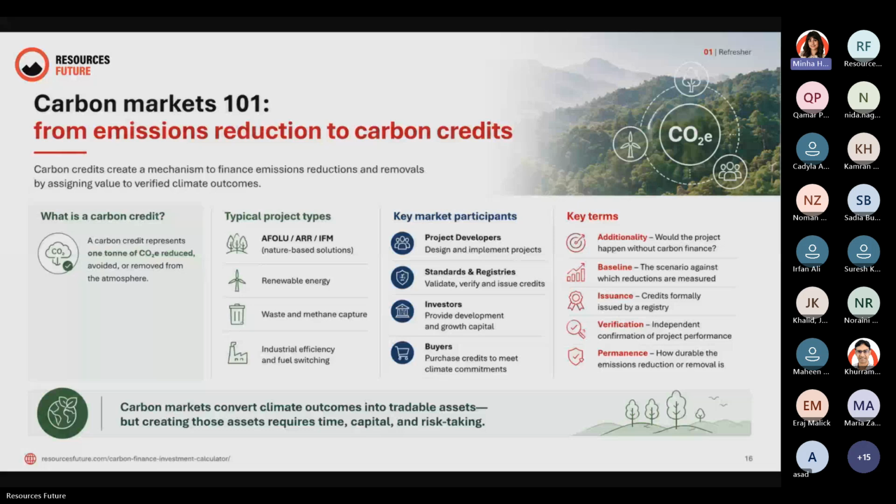So now that we have covered the what of the carbon markets, let's also look at how this works and where our problem statement arises from.